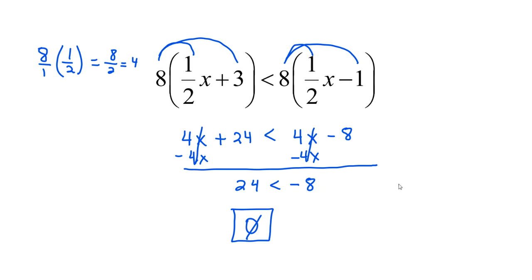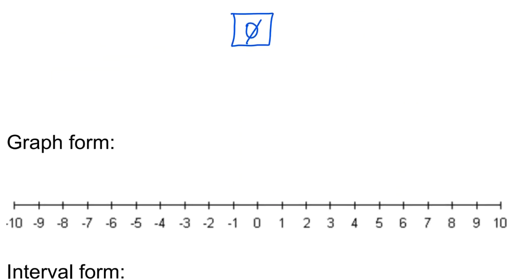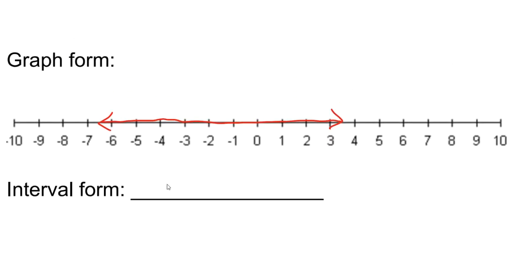Let's say, for example, we got something that was true. Say if we had 24 is greater than negative 8. Well, that would be a true statement. If we had gotten this for our solution, then on our number line we would have arrows going in both directions, and our interval for something that looked like this would be from negative infinity to positive infinity.